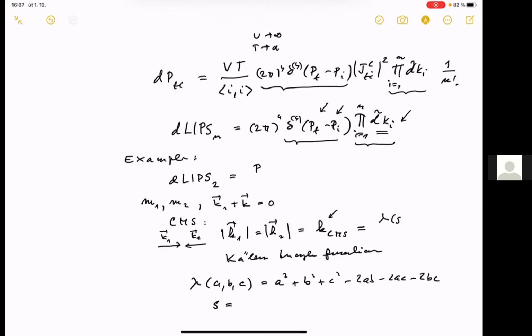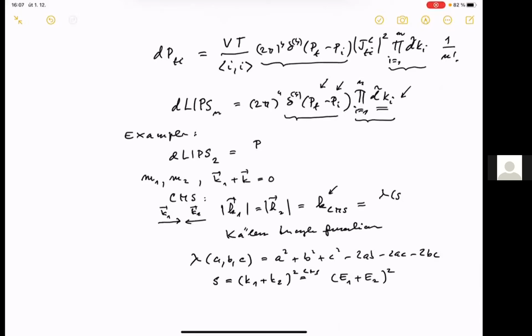The Mandelstam variable s is just (k1 + k2) squared, which in the center of mass system, where the spatial momenta add up to 0, is just the sum of the energy of particle 1 in the center of mass system plus the energy of particle 2, squared. Therefore, this s variable is nothing else but the complete energy of this two-particle system in the center of mass system. So the momentum is just such a function of the variable s and of the masses, to the 1/2 over 2 times the square root of s.